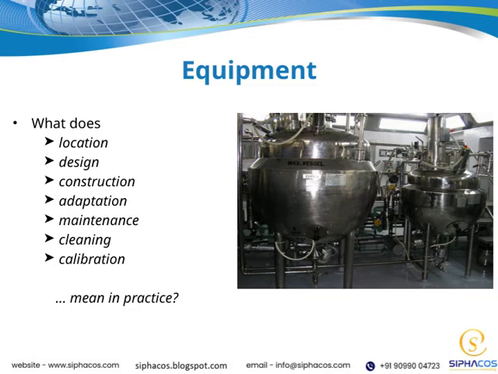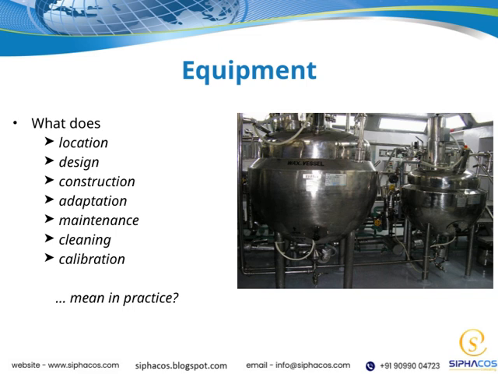When we talk about location, we're referring to where equipment is placed and how that impacts its function and accessibility. Design is about planning and creating equipment that fits both the space and the purpose, ensuring efficiency and safety. Construction involves the actual building or assembly of the equipment, making sure every part fits perfectly and works reliably. Adaptation is about modifying equipment as needed to meet changing requirements or to improve performance over time. Maintenance is the ongoing effort to keep equipment in optimal condition, preventing breakdowns and extending lifespan.